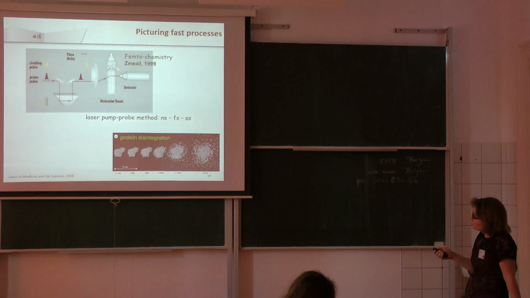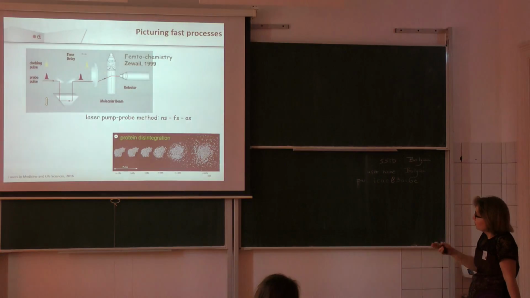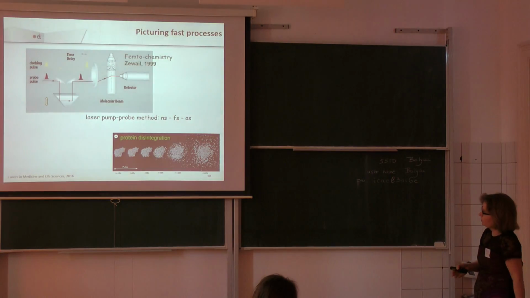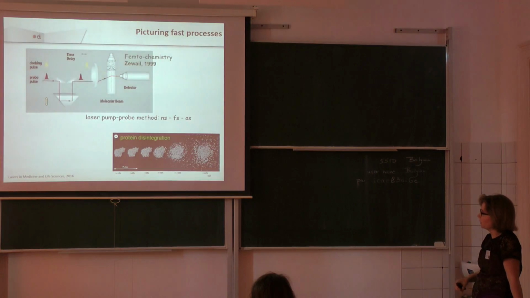And you initiate a process in your target with your clocking or pump pulse, and then you send the second light pulse in to check what has changed. This is the scheme for a pump probe experiment. Here you see a pump probe experiment where the first pulse started some blow-up, some disintegration of a protein molecule, and the second one was actually an X-ray pulse, and X-ray diffraction has been used to map out how the individual atoms in this protein molecule moved during the process of the blow-up.